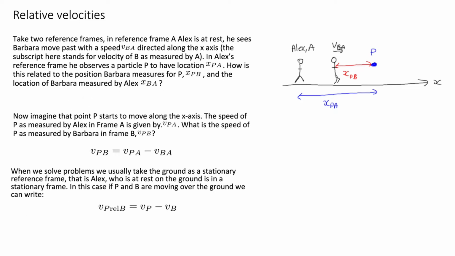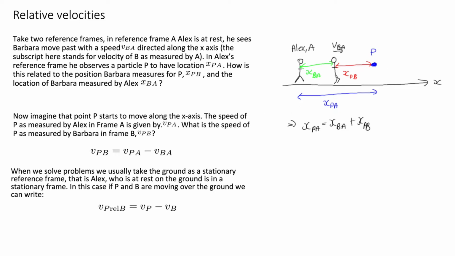Now where does Alex measure Barbara to be? Well, here. This distance is equal to x of Barbara measured by Alex. Hopefully you can see from this little diagram that xPA is equal to xBA plus xPB.